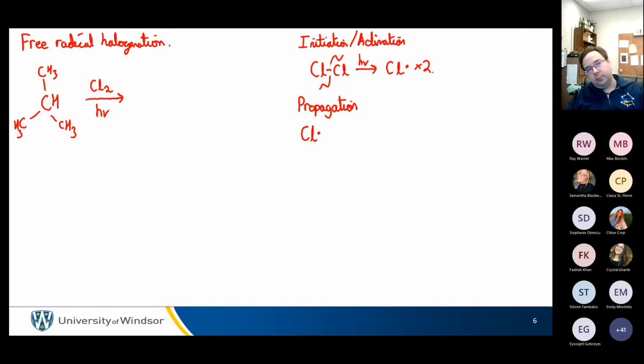Now, the chlorine radical is going to react with the weakest bond in the system. What is the weakest bond in the system? You got chlorine, you got this isobutane thing.